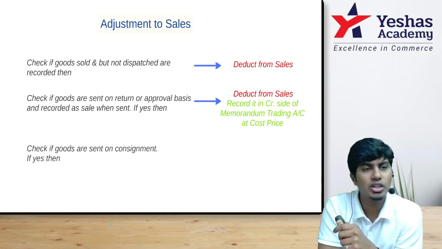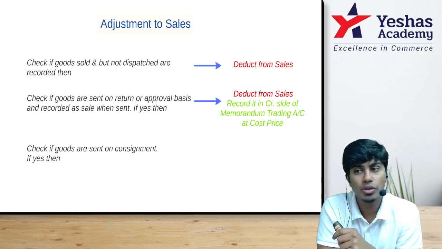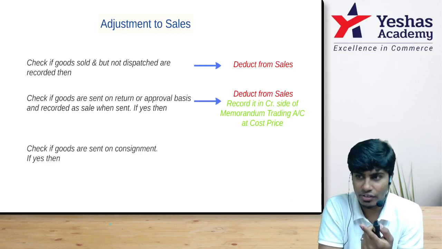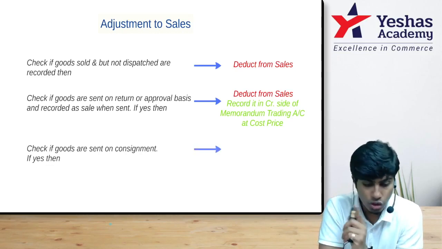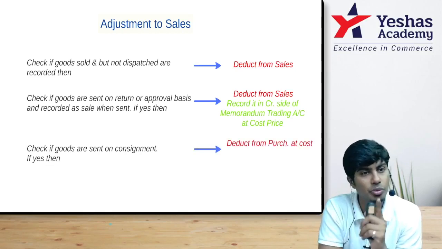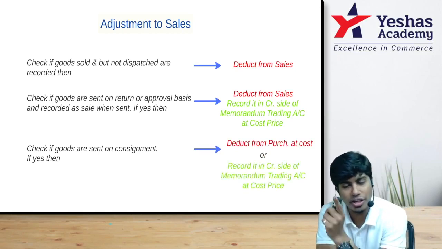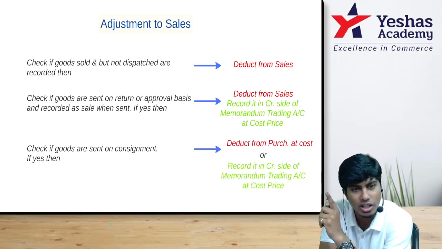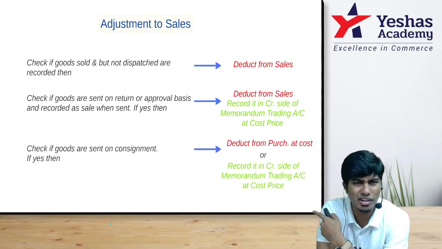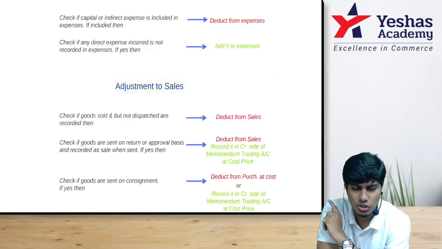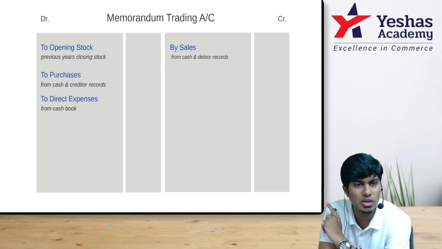Check if goods are sent on consignment. Then what do we do? It is not there with us. Should we include it back in our closing stock? No, it should not be included in closing stock. It should be deducted from purchases at cost. Or it should be recorded in the credit side of the memorandum trading account at cost price. But what would we prefer? Deducting from purchases at cost. So this is the adjustment that we could do with regard to sales.